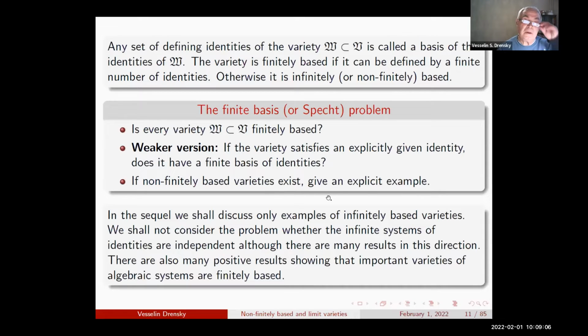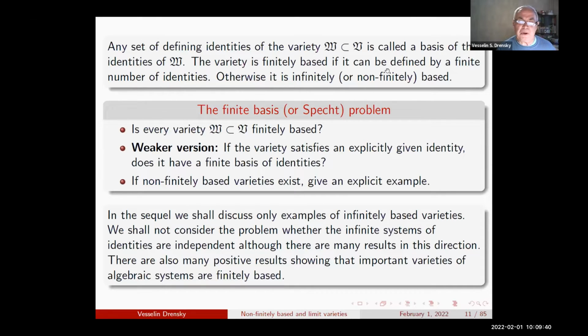Now, traditionally, here you have something which is different from linear algebra. You say that a set of identities is a basis of the variety of the identities if it is defined by this set of identities. And this is finitely based if you can define it by a finite number of identities. You don't ask about independence of the identities. You simply use this word basis for all the cases.